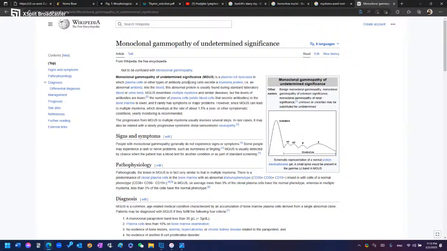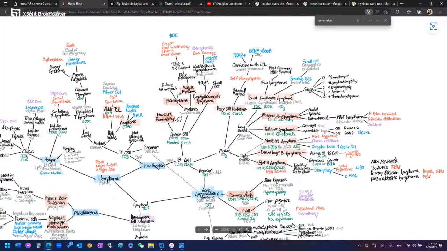Yeah, of undetermined significance. So there's a weird antibody sign, but you haven't found any lesion or anything bad yet. Not as bad yet. Right, so that'll become plasmacytoma, which can become multiple myeloma once it gets into the marrow.